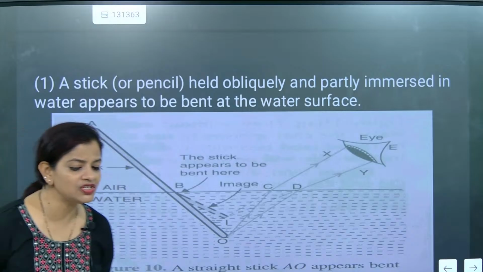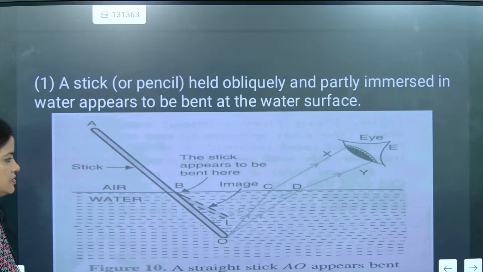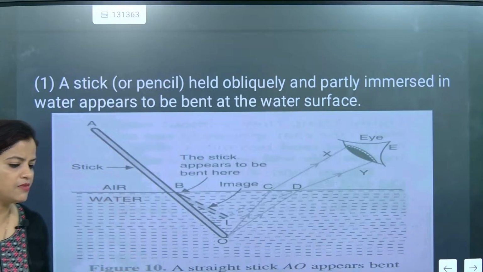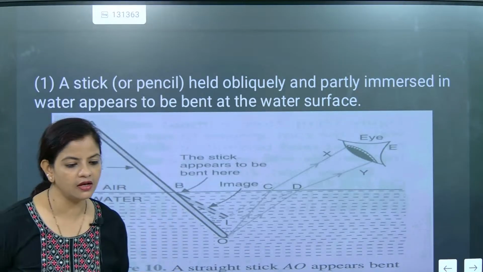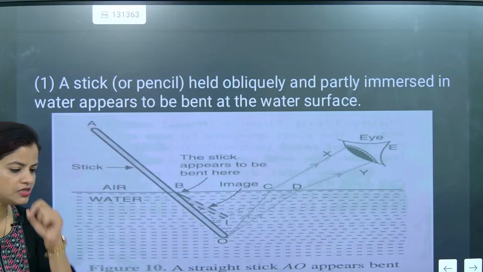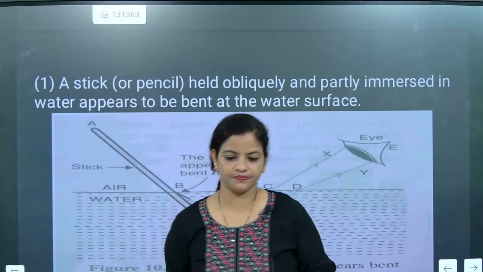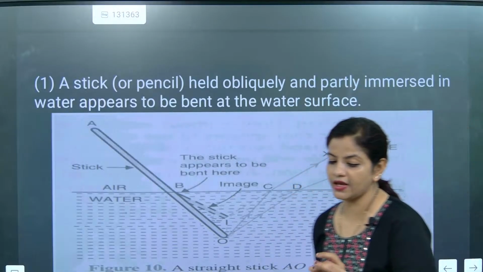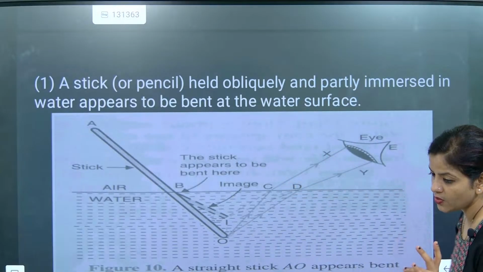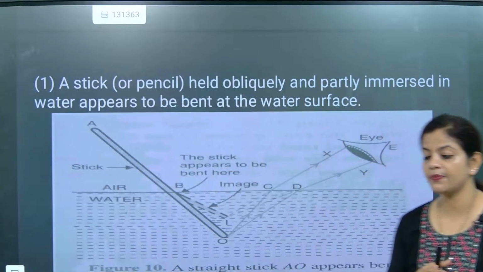I want my children to answer this question. Come on, you people are ready for answering this question. You are seeing an image, you are seeing everything. Apparent and real. What is the difference between apparent and real? And when is it happening? And why is it happening? The three questions: what, when, why. What is real and apparent, when is it happening, and why?